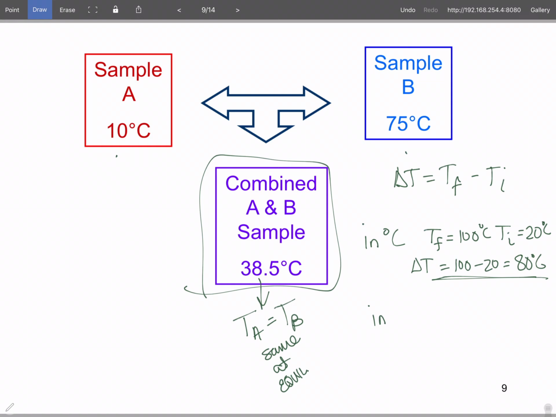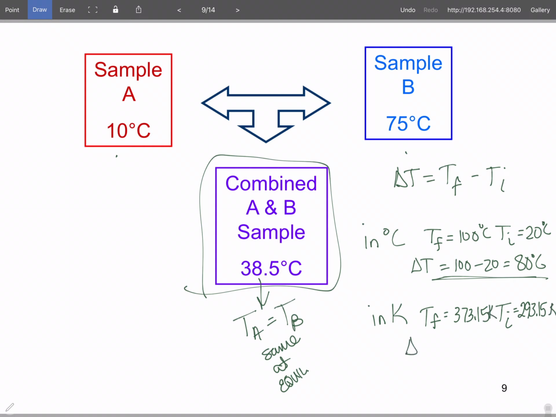Well, let's do the same temperatures in Kelvin. That means the temperature final will be equal to 373.15 K, and temperature initial will be 293.15 K.